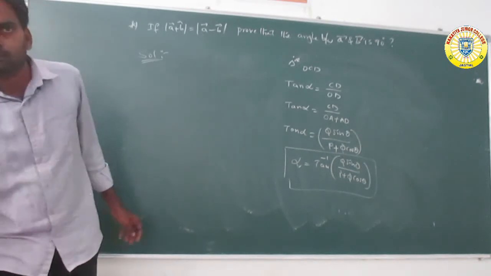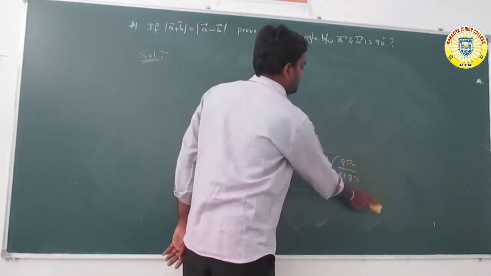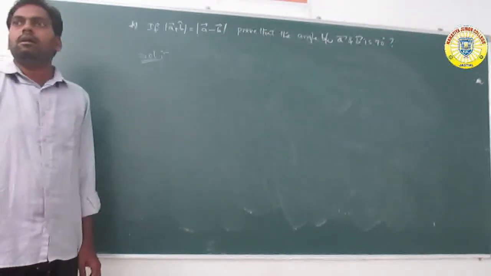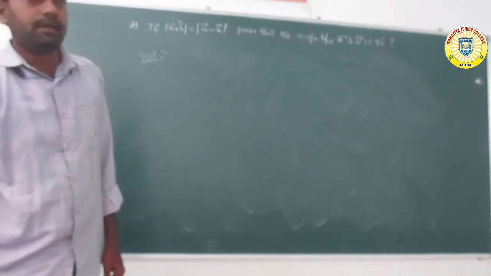Clear? Right. So the next problem. A plus B is equal to A minus B. Now prove that the angle between A and B is 90 degrees. Given that the magnitude of A plus B is equal to the magnitude of A minus B.